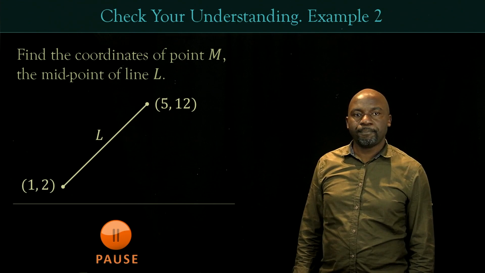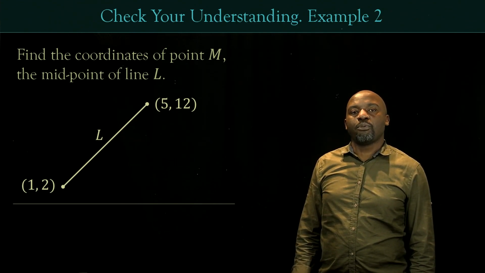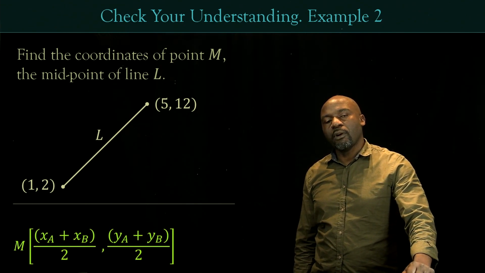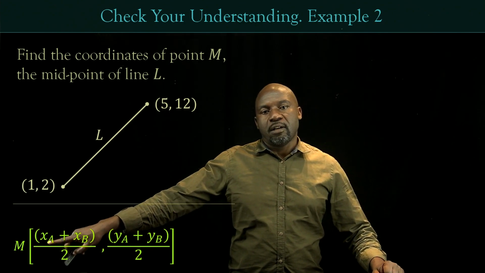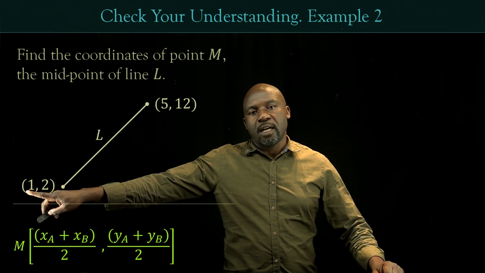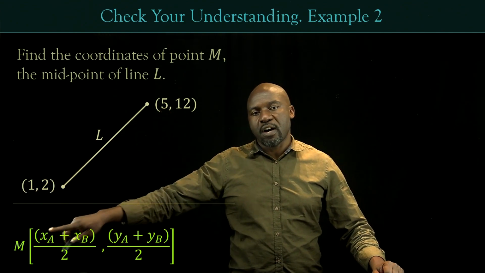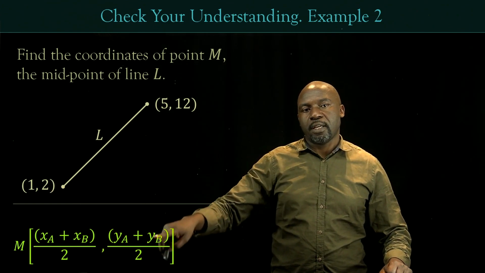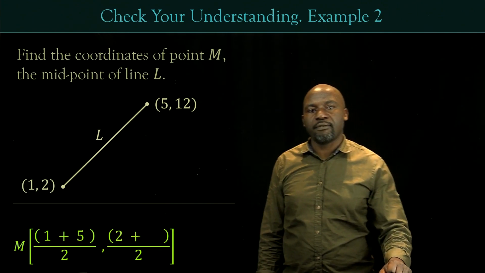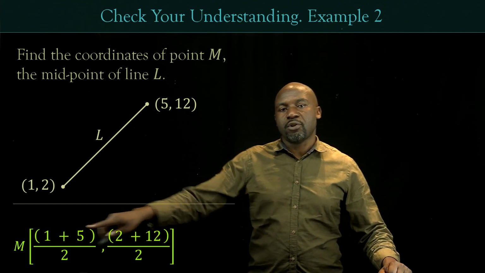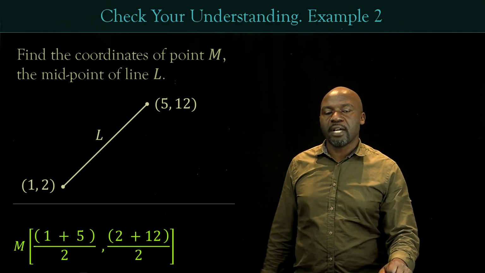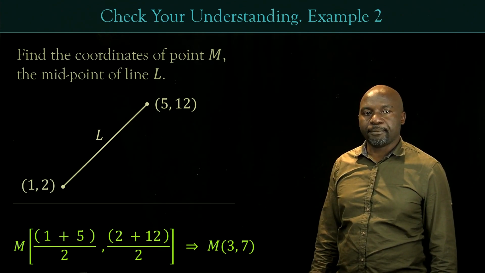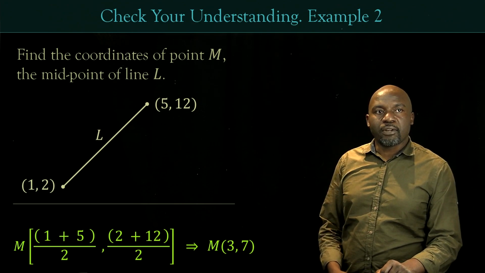If we assume you've done so, then this is how we go about this. Put down the formula for calculating the coordinates of the midpoint. The x-coordinate of point A is 1 and the x-coordinate of point B is 5. So we're going to have 1 plus 5 here, and 2 plus 12 here. That is 6 divided by 2, which is 3, and 14 divided by 2, which is 7. And so the coordinates of the midpoint of this line are (3, 7). Yes? Hoping that is okay.